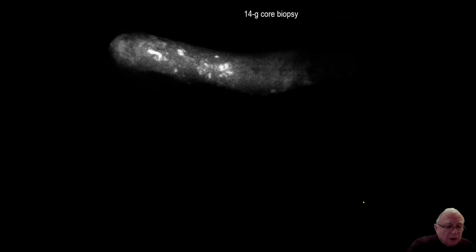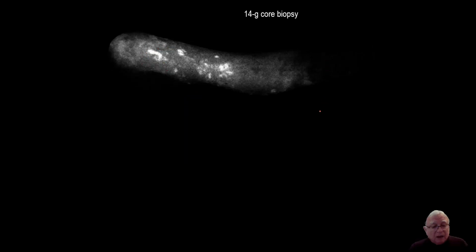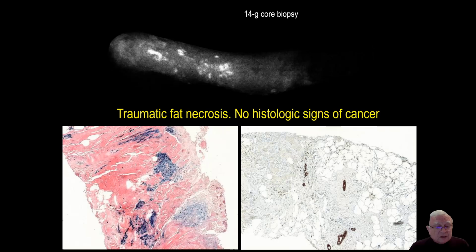Job well done. You provided the calcifications, and had it been a malignant casting type calcification, then there would have been an intimate relationship between the bar of calcification as well as the cancer cells. But I warn you, this is not carcinoma. So what is that then? He says it's traumatic fat necrosis. Oh no, there is no histologic sign of cancer. So what are you going to do?